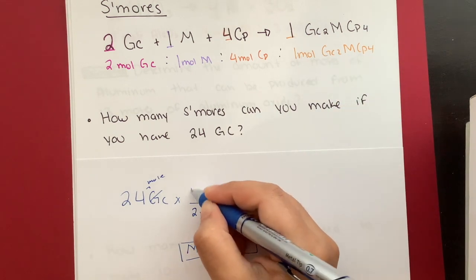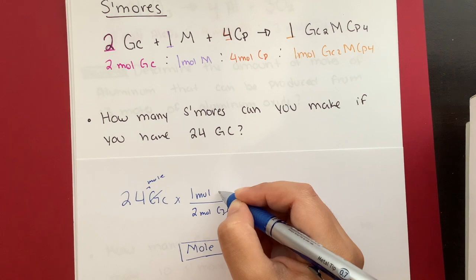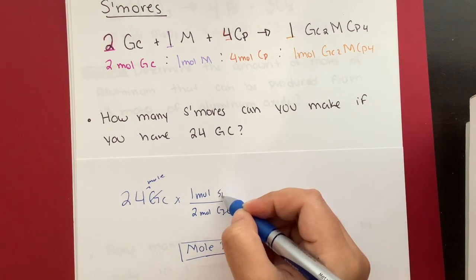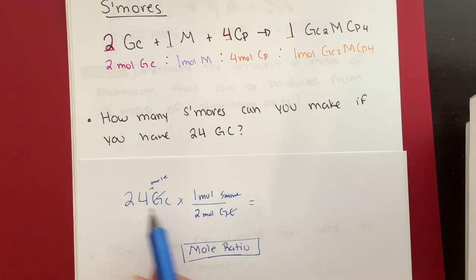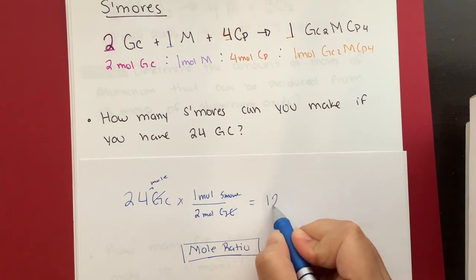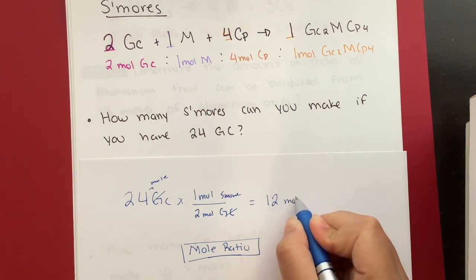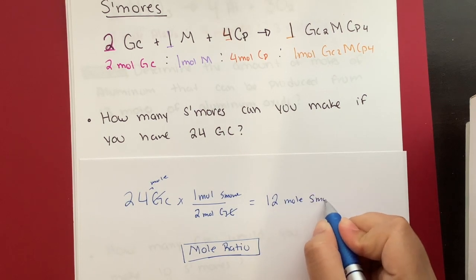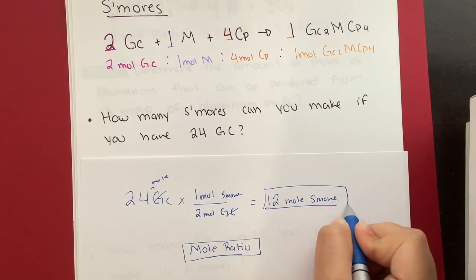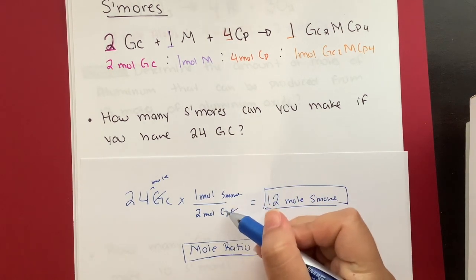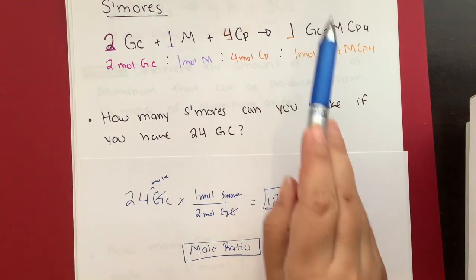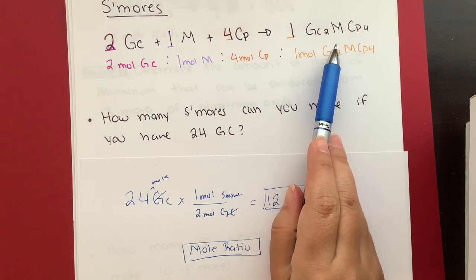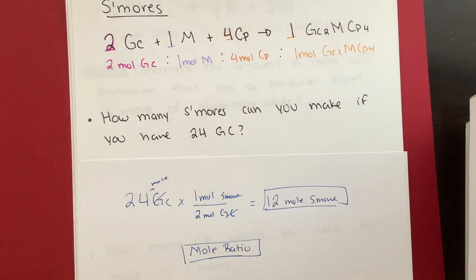So in the top, I'm going to write 1 mole of, instead of writing this compound, I'm just going to write s'mores. Okay? Like this, when I divide 24 divided by 2, it tells me that I'm going to be able to make 12 moles or 12 s'mores. Okay, that's my final answer. So I use this mole ratio in order to go from moles of one element or compound to moles of another compound. Okay, now we're going to do another example, but using an actual chemical equation.